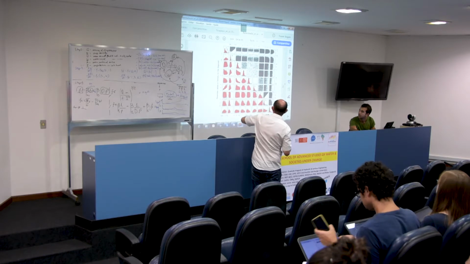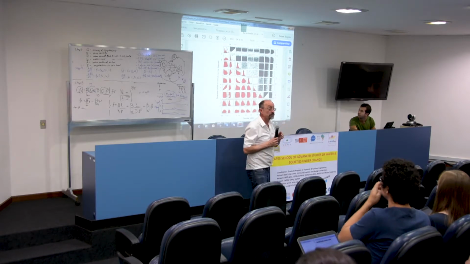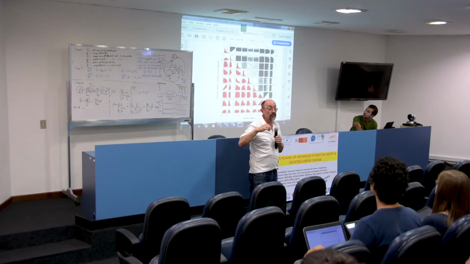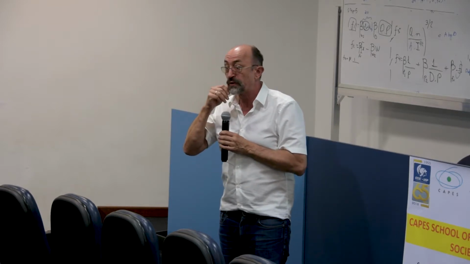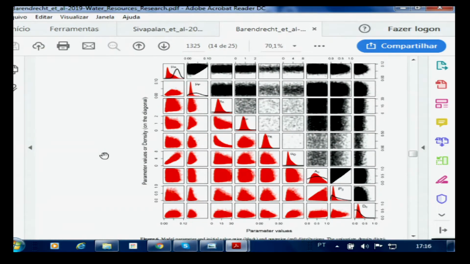So these are different parameter values and how they are correlated. In a model, ideally you would like to have parameters that are not correlated. If the parameters are correlated, they are difficult to identify. You understand what I mean? Some of you do, others don't.